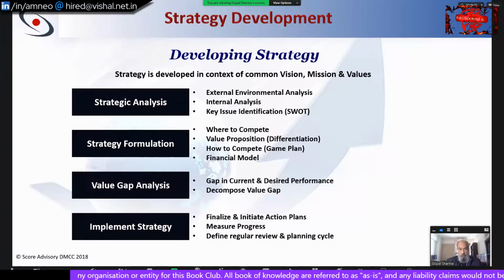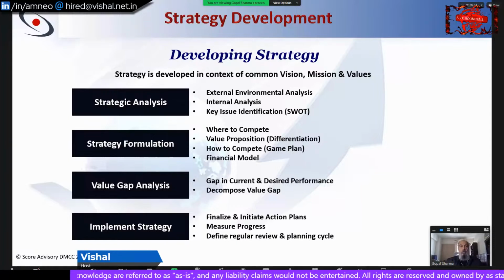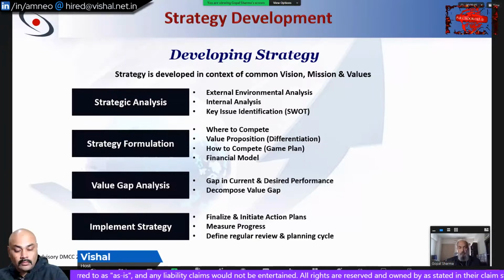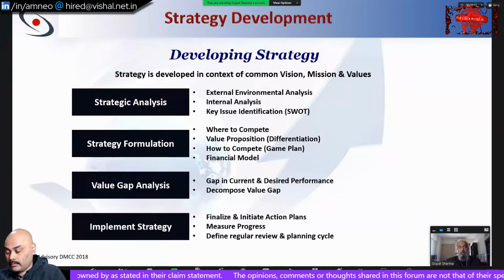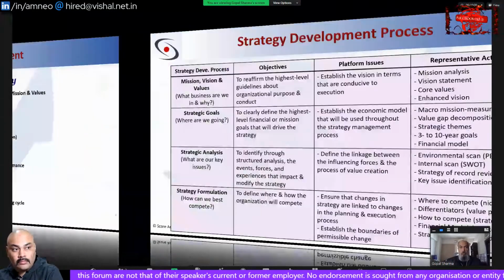Once you do the strategy formulation, you do the gap analysis: what is my current level of performance, what is my desired performance in the future, and how am I going to bridge the gap. So this is what developing the strategy is. And finally, you have implementing the strategy, where you have the action plans and strategic initiatives to bridge the gap you identified in the third step. Right. So this is what the whole process is all about.